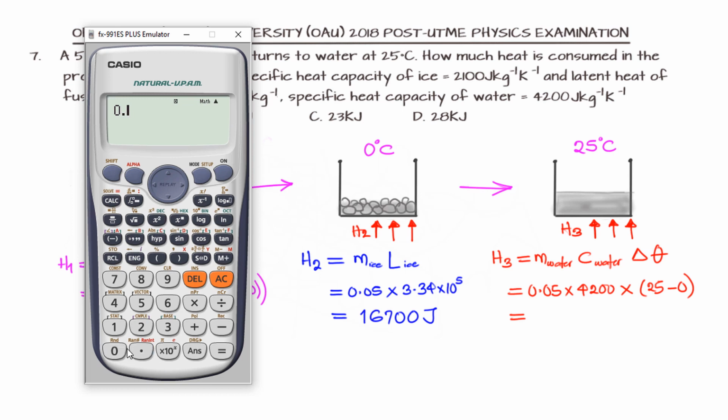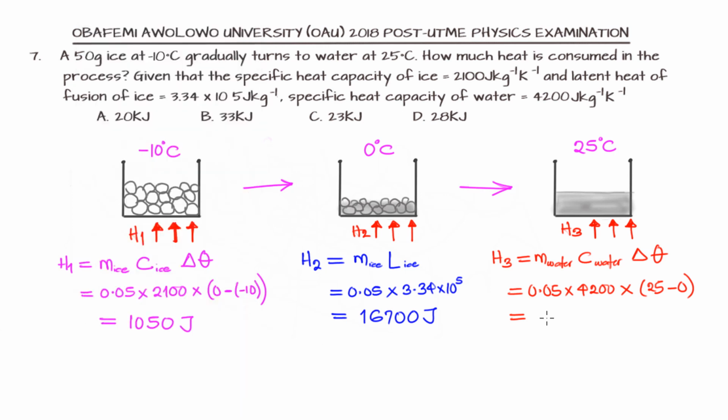So if you bring in our calculator, 0.05 times 4,200 times 25, that's 5,250 joules. But we're asked to get the amount of heat that is consumed in the process.